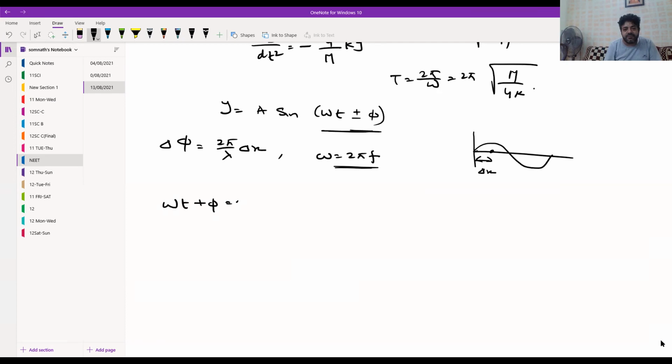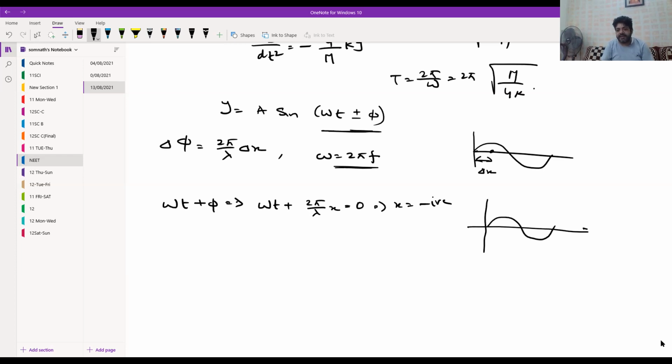So when you make it 0, what happened? Omega t plus 2 pi by lambda x equals 0. That means my x is what? Negative value. What do you mean by my x is negative? That means my graph, you know this from the electromagnetic wave also. This is my x-axis, this is my y-axis. Why? Because y is here, and this is given 2 pi by lambda x. That means the wave is propagating along the x-axis, and negative means the wave is traveling in which direction? In the negative x-axis. Okay, everyone?